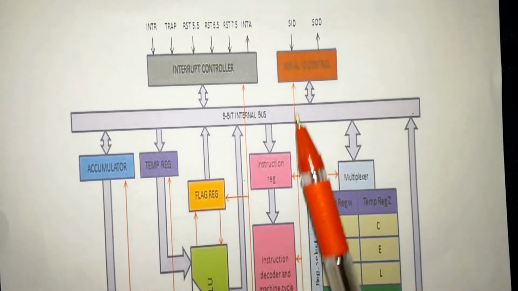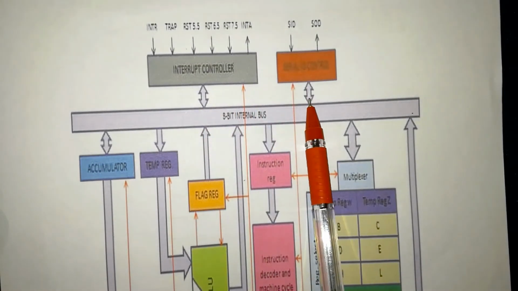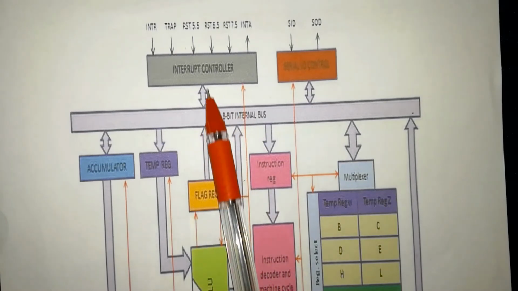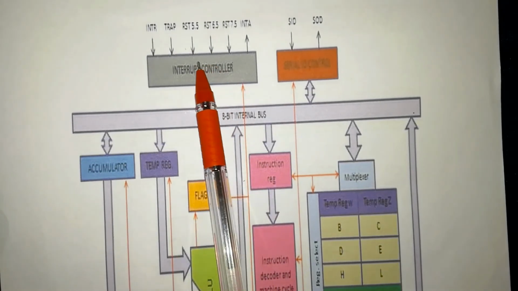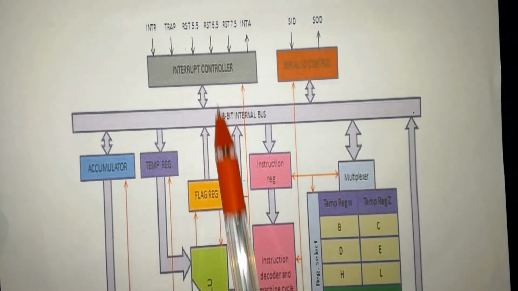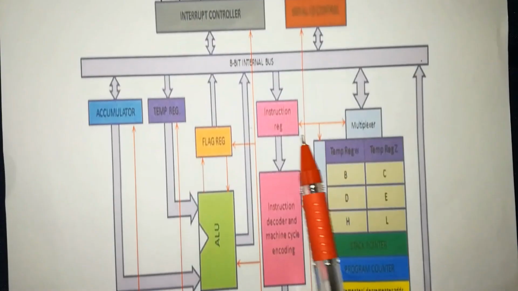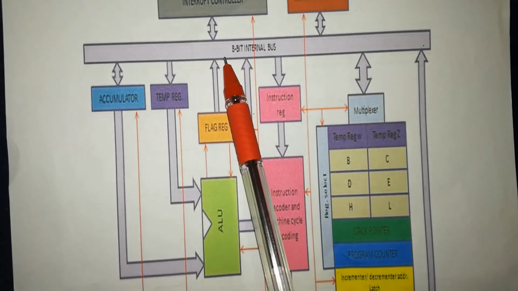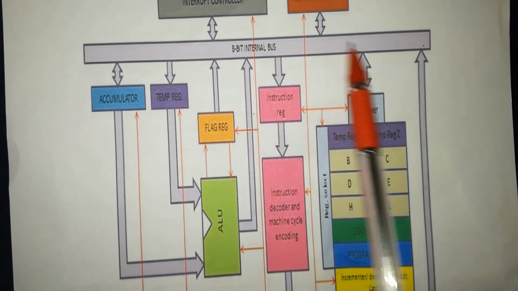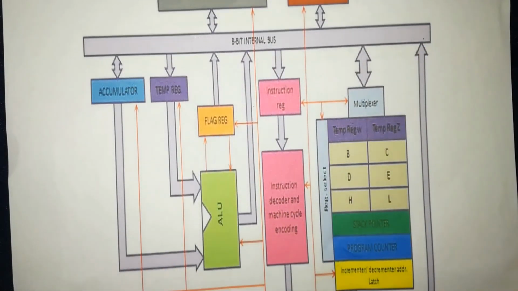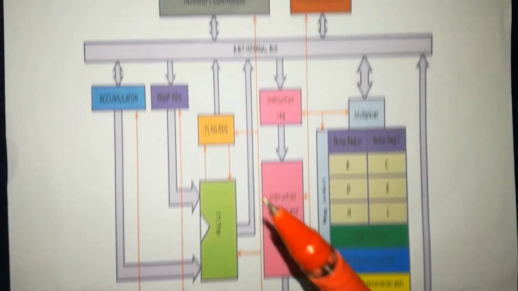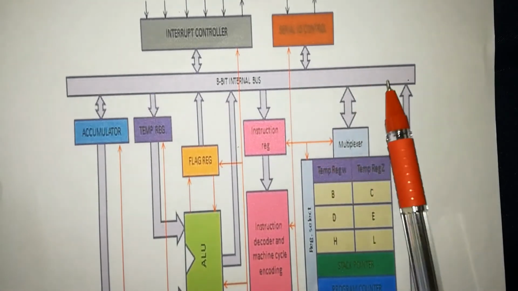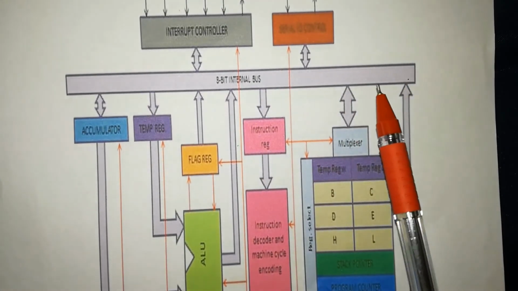Here in the figure you can see the type of arrow. Whenever two directional arrow is there, that means data can be given and data can be received to and from. Two-way communication is there. Here flag register gives the data of setting or resetting of the flags to 8-bit internal data bus. So in short, we have seen this 8085 architecture, internal block diagram or internal architecture of 8085.